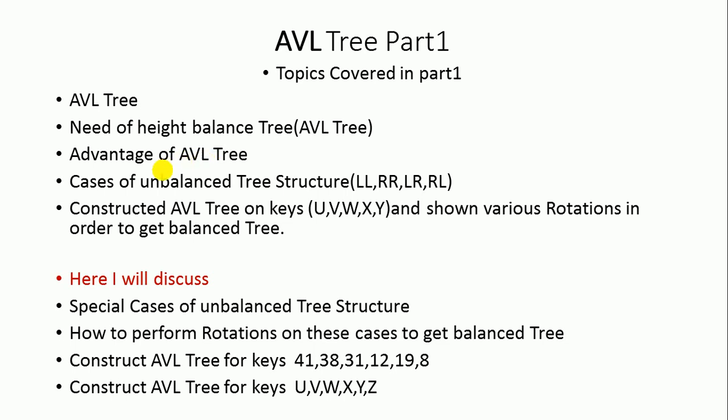And we have discussed cases of unbalanced tree structure, that is, what are the possibilities where the tree will be unbalanced. That was the LL, RR, LR and RL combinations. And we constructed an AVL tree on keys U, V, X, Y, and performed various rotations to get a balanced tree.